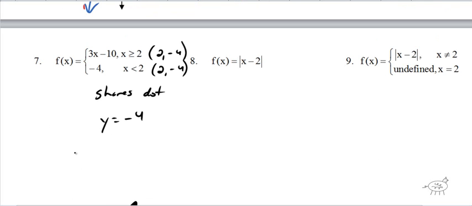All right. Next one, an absolute value. What's the key thing with an absolute value function? You got to get a vertex.